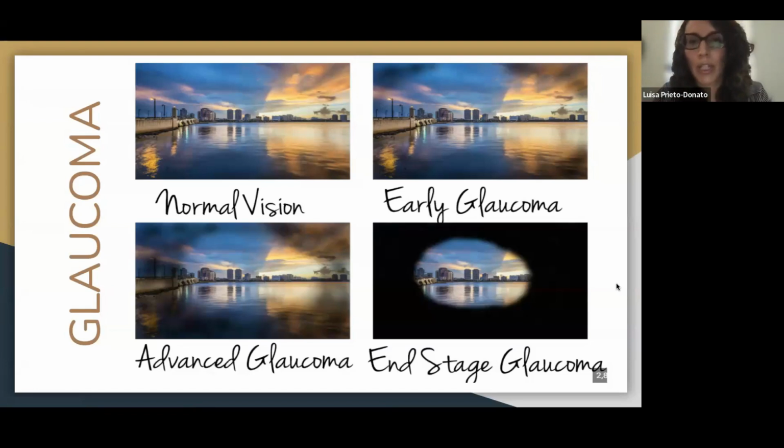Glaucoma is associated with high pressure in the eye, not always, but usually that pressure damages the optic nerve essentially. Unfortunately, there's no cure for glaucoma, but if it's caught early enough, we can prevent progression with drops in the eye. If it's advanced or end stage glaucoma, there is surgery, but you really don't want to let it get to that point. At our practice, we focus a lot on preventative medicine.